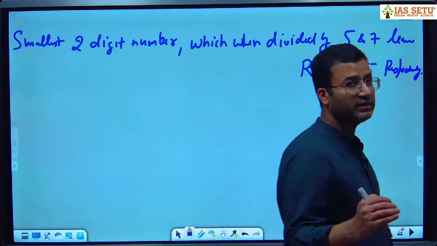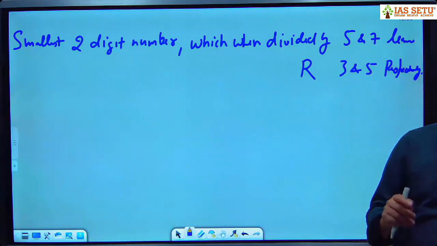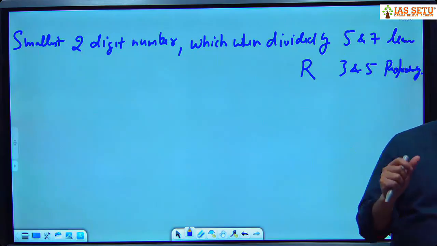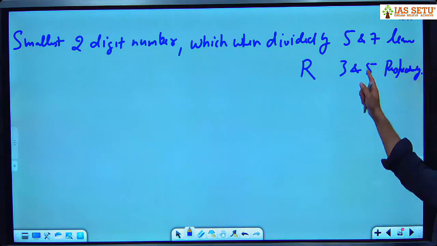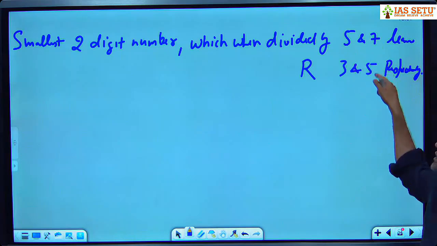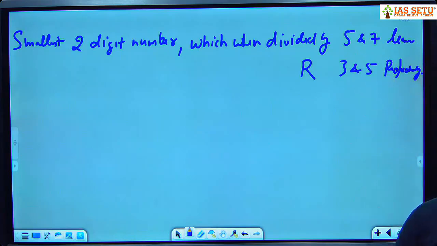मतलब जब 5 से डिवाइड करेंगे तो रिमाइंडर 3 आएगा, जब 7 से डिवाइड करेंगे तो रिमाइंडर 5 आएगा. रिस्पेक्टिवली का मतलब क्या होता है? 5 के रिस्पेक्ट में 3 रिमाइंडर, 7 के रिस्पेक्ट में 5 रिमाइंडर. ट्राई दिस क्वेश्चन.